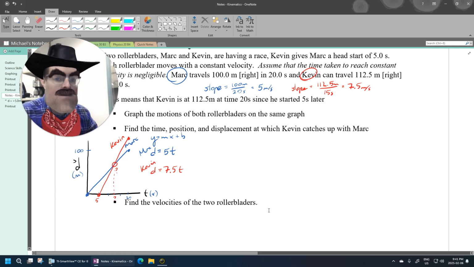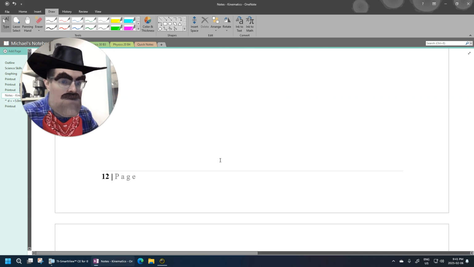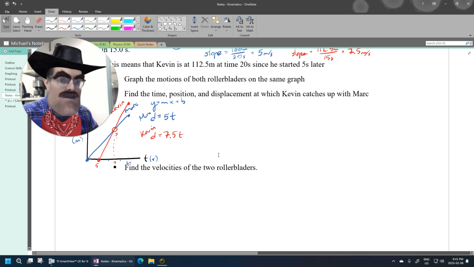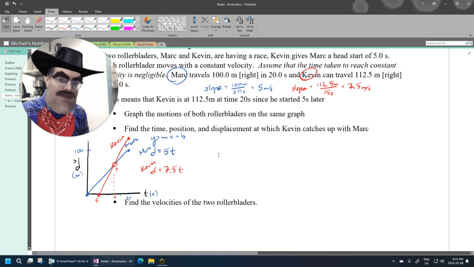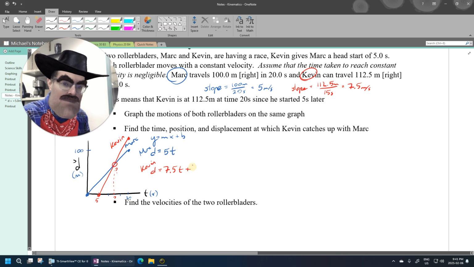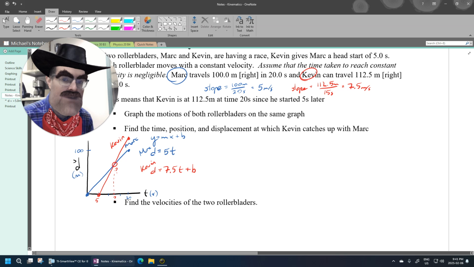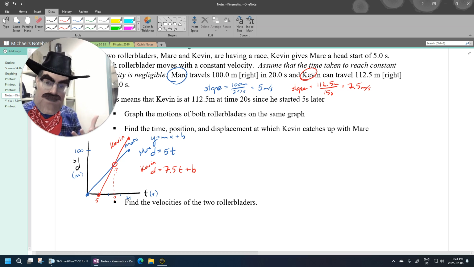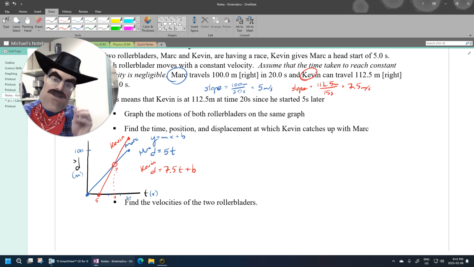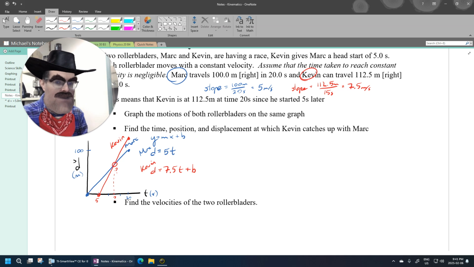All right? So to figure this out, I'm going to delve back into my math 10 days. That means I have to find out what this b is. I don't know what it is yet, so I'm going to put a plus b here, like it's the unknown we're trying to find. And to find the b, if you remember correctly, you just had to use a point on the graph, any point on the graph that you know.